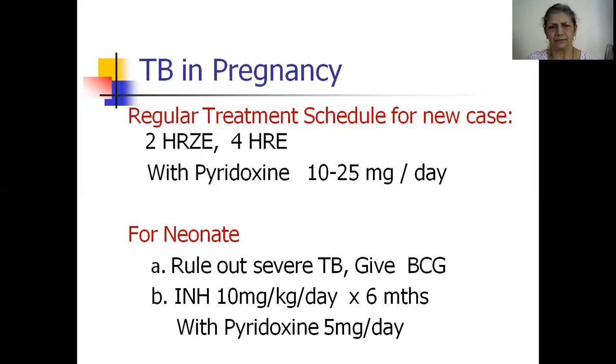and this combination is thought to be safe. For the newborn baby of a mother having tuberculosis, we need to rule out severe tuberculosis at birth and then give BCG vaccine. And for 6 months, we give INH 10 milligrams per kilogram per day for 6 months, along with pyridoxine 5 milligrams per day.